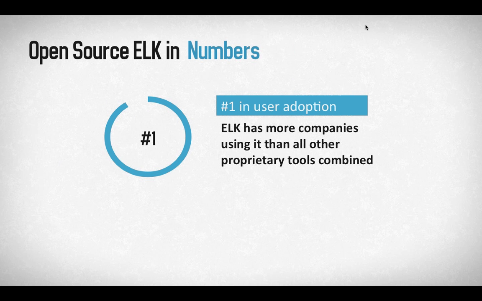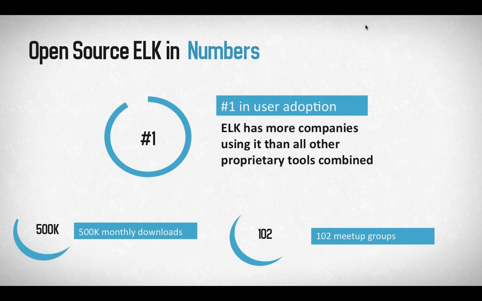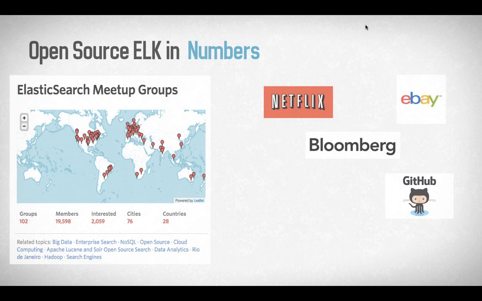ELK is number one in user adoption for log analytics. It has more companies than all the other proprietary tools combined. If you take companies like Splunk or Sumo Logic, they don't amount to the number of users that are using a single platform, which is ELK. It has roughly 500,000 monthly downloads of the stack, and a huge and vibrant community all over the world that's doing meetups and forums, helping one another, developing and contributing to this great project. It's also used by Netflix, Bloomberg, Facebook, and Cisco. If you go to the Elasticsearch website, there are a lot of interesting presentations from these companies on how they set up their ELK stack internally. It's widely used from small companies to huge companies with a lot of data.